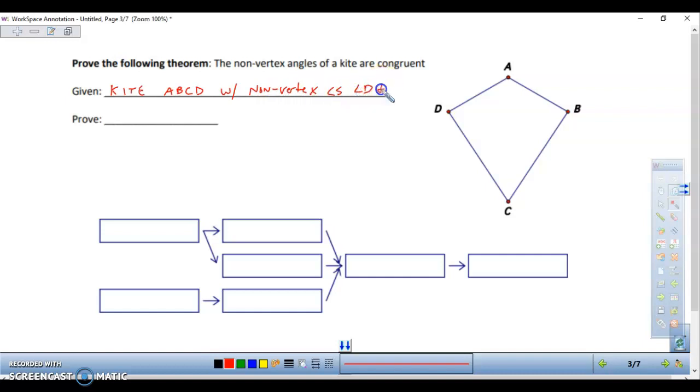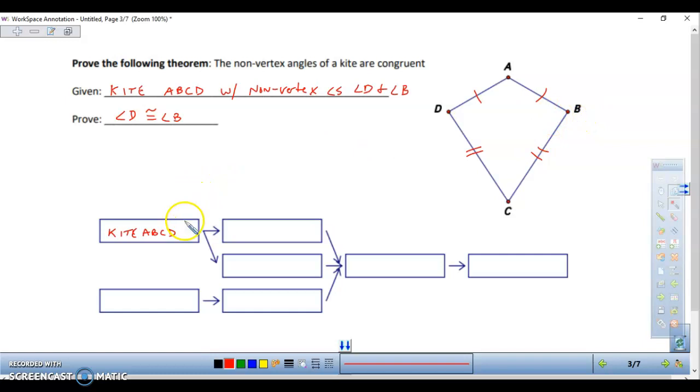angle D and angle B. Those are my non-vertex angles. I want to prove they got to be congruent. All right, check this out. First things first, I got a kite. So kite ABCD. Well, by the definition of a kite, that means that these two segments must be congruent, and these two segments must be congruent. And the reason I knew that those were the congruent pairs is because if D is a non-vertex angle, it's between two different side lengths.